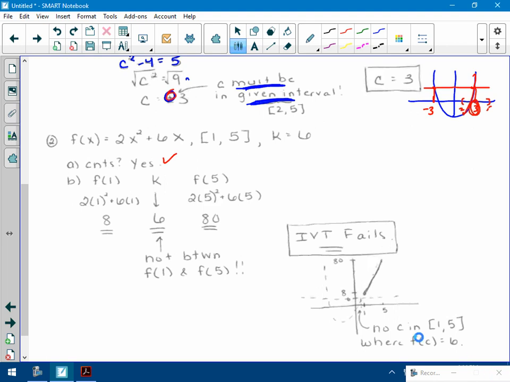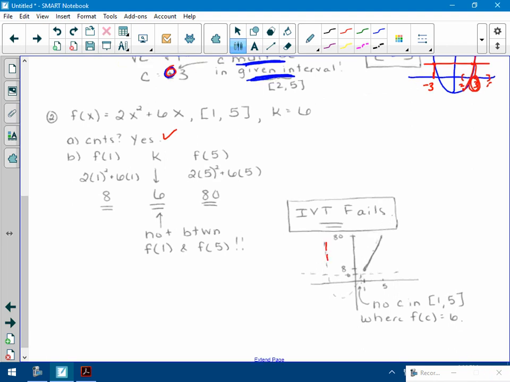So look at my picture down here. 2x squared plus 6x is this parabola, something like that. But I'm only looking between 1 and 5. So we found 1, the y value was 8. 5, the y value was 80. So sure, the parabola does equal 6 a couple times, but not on this interval from 1 to 5. So the intermediate value theorem fails. There's no value between here where the function is going to equal 6. Make sense? I hope so.